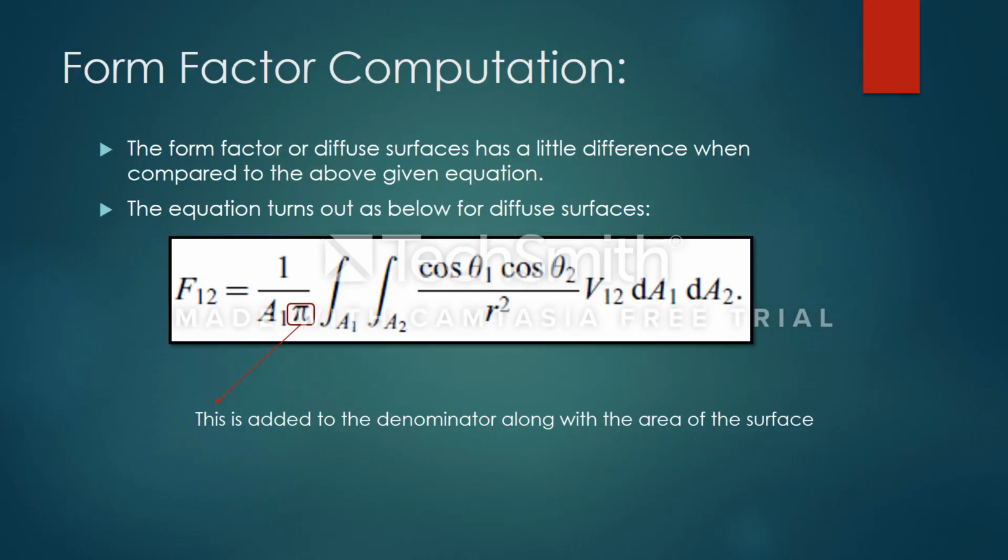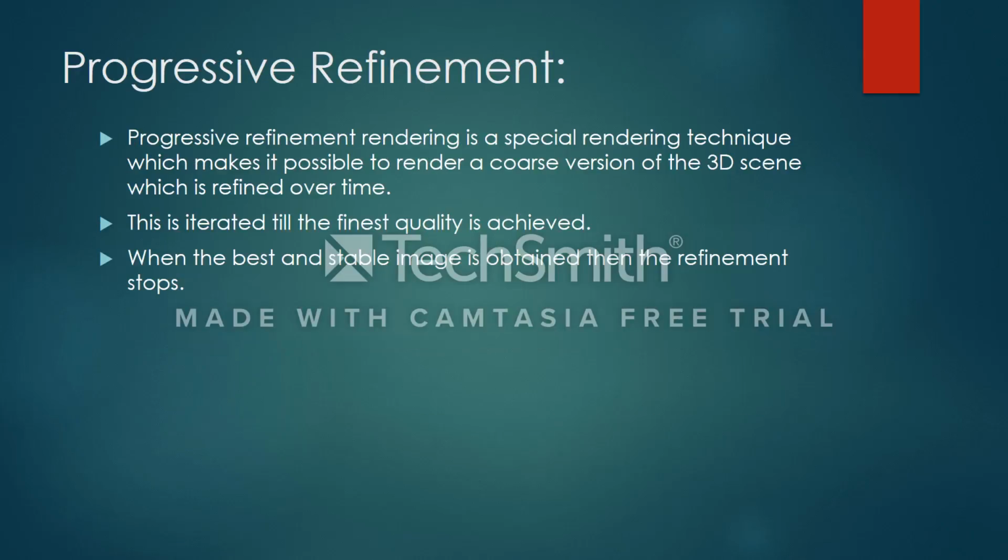This is form factor computation for diffuse surfaces. For diffuse surfaces, the form factor turns out with extra elements in the equation. That is, the area of the first surface is pi times its actual area in this equation, and then we add the visibility factor at the end. This visibility factor, as we have seen earlier, ranges from 0 to 1, depending on the light moving from this surface to that surface, whether there are any obstacles or not. So let's see what progressive refinement is.